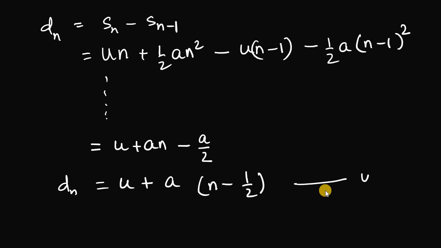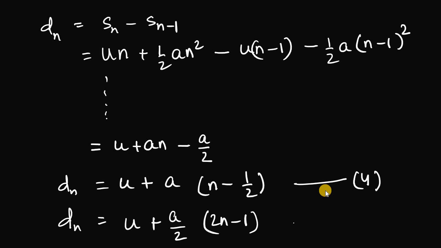This is one equation. Or I can write dn equals u plus a by 2 into 2n minus 1. Both are the same. So I am writing it as 4a.